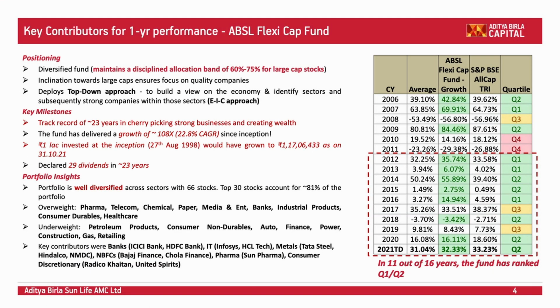The ABSL flexicap fund, going by the name, has full flexibility to invest across market caps and sectors. Typically, it invests about 60 to 75% in large caps and the remaining in mid caps and small caps. This flexibility has allowed it to identify winners like ICICI Bank and HDFC Bank in the banking space, Infosys and HCL Tech in IT, Tata Steel, Hindalco, and NMDC in metals, and many other stocks that have performed well.